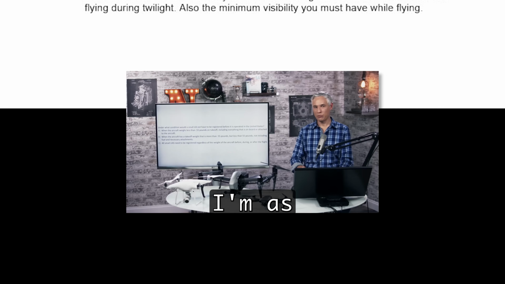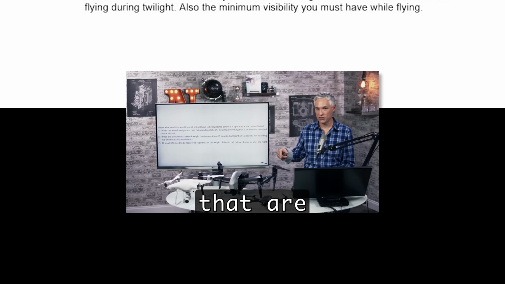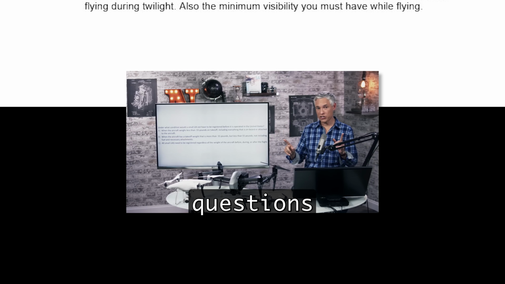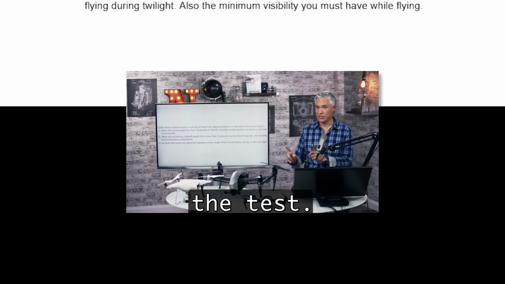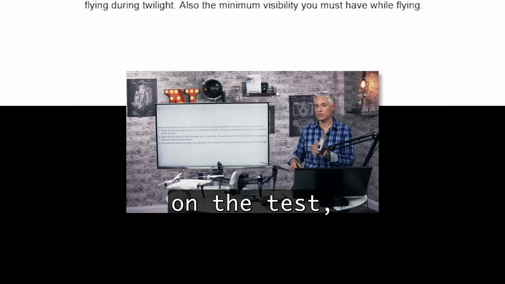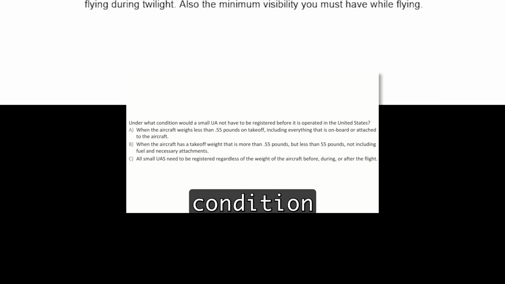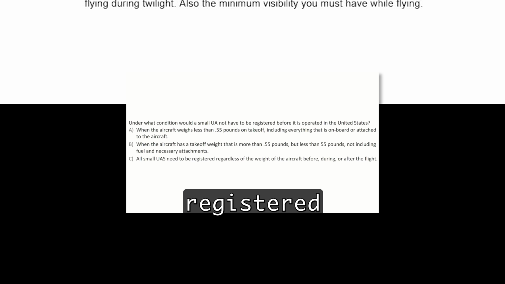Here's a question. As we go through, I'm going to be showing questions that are taken from the FAA's sample test. However, these questions pretty much exactly appear in the test. It's not all of the questions that you'll get on the test, but a lot of them will be going through. The first one: under what condition would a small UA, unmanned aircraft, not have to be registered before it is operated in the United States?